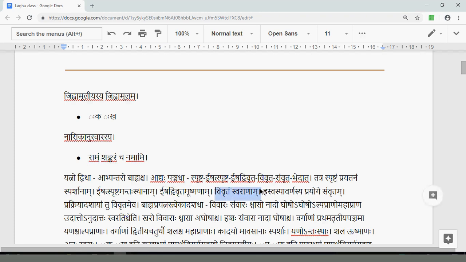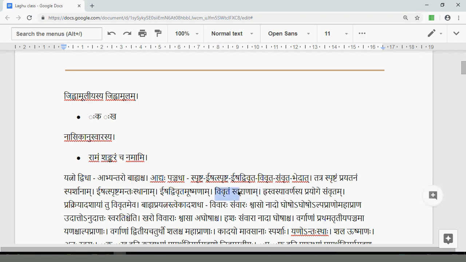Vivrutam swaranam. All the swaras, all the vowels are vivruta. When you are pronouncing a vowel, at that time the mouth is wide open. Of course, based on the person, it may not be completely wide and so on, but it is supposed to be open. The mouth is kept open. You don't close the mouth and utter a vowel. You don't even constrict it. So it is kept open. There is no blocking when you are pronouncing vowels. Inside there may be some blocking to change the uccharana. But swaranam vivrutam.